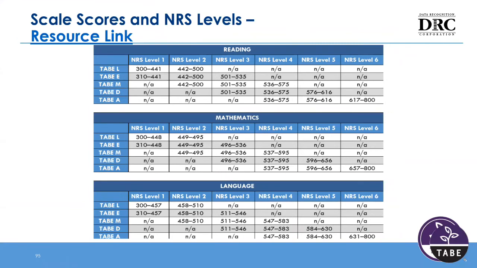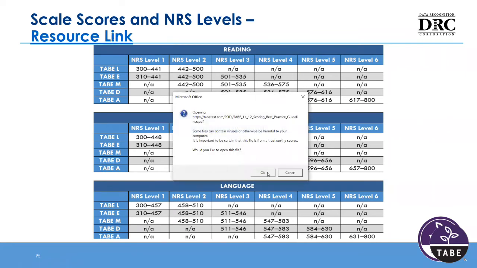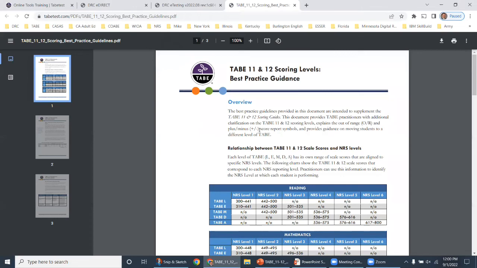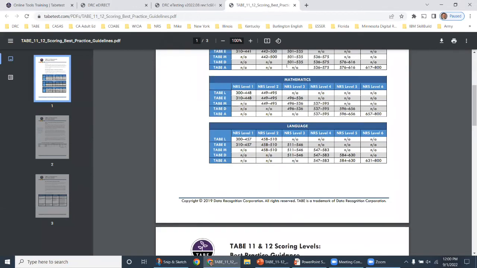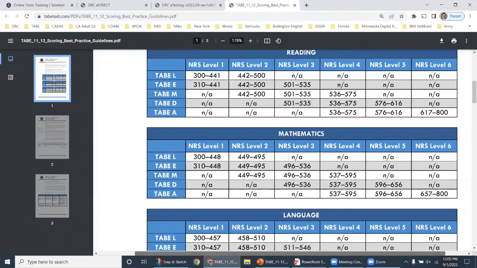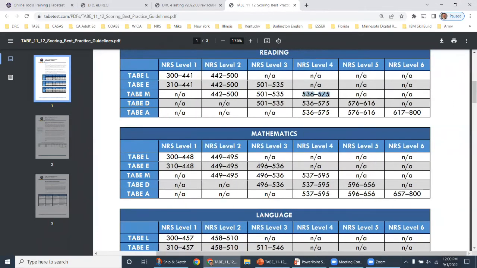Looking at our scores and our score ranges, TABE's scale runs from 300 to 800. I'm going to jump to the live report of this by clicking on the link on this slide. This is on tabetest.com under the resource tab. There's a scoring best practice, and I'll make this a little bigger so it's easier to see. I'm going to use 536 as the example.